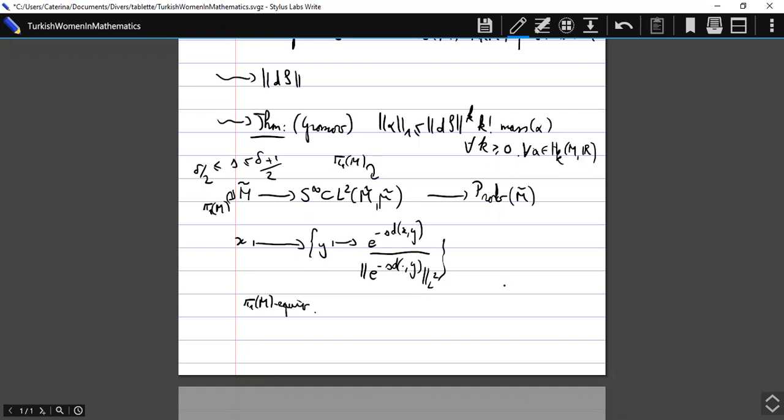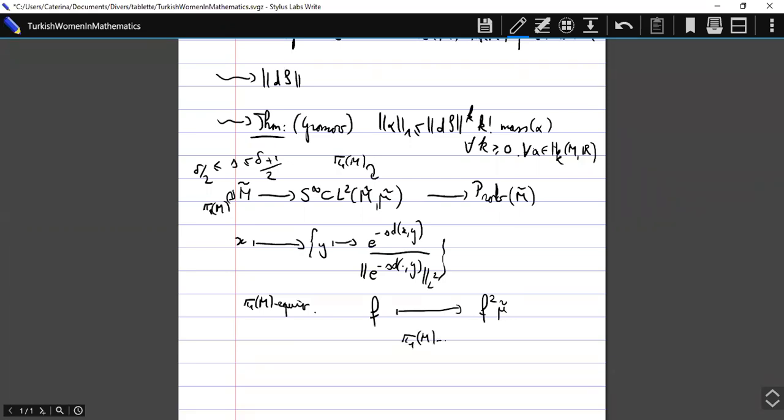Now, how do you pass from a function to a probability measure? Well, take any function f; as it will be of square norm 1, modifying your measure M tilde by f squared will be a probability measure. So you produce from an L2 function of norm 1 a probability measure, and this thing is pi1 of M invariant. Then the composition is pi1 of M equivariant. And thanks for asking, actually.